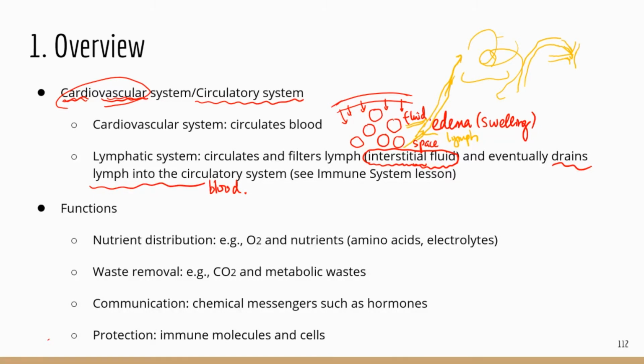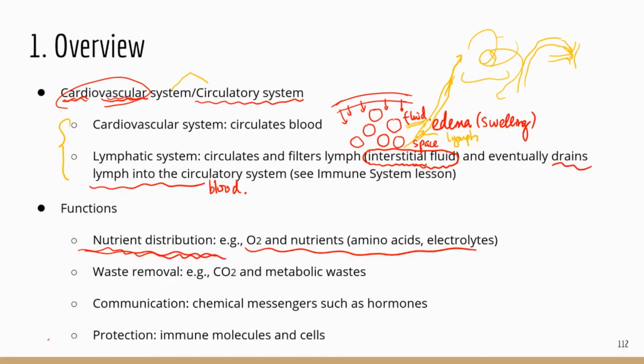Now, if you combine the cardiovascular system and the lymphatic system together, that's the circulatory system. There are four main functions for the circulatory system. The first is nutrient distribution. It is well known that blood can bring oxygen and nutrients, such as amino acids, electrolytes, and glucose, to the tissues and cells of your body.